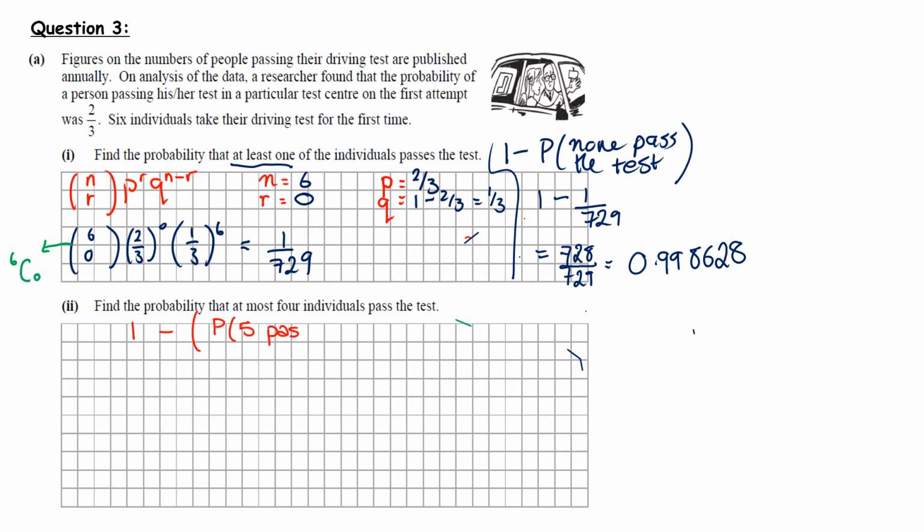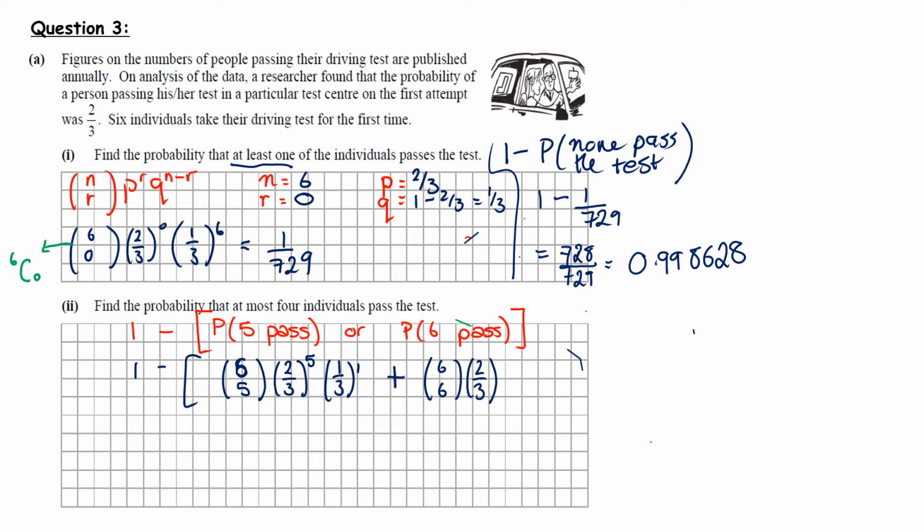So we're going to do the probability that 5 pass, or the probability that 6 pass. Actually I should square up my brackets here. Again, we're using Bernoulli, so it's going to be 1 minus. This is going to be 6 choose 5. There are 6 individuals, and what's the chance of 5 of them passing? Again, 2 over 3 is the probability of passing. We want this to be 5, and a third to the power of 1. Or always means add for us, and then we have 6 choose 6, 2 over 3 to the power of 6, 1 over 3 to the power of 0.